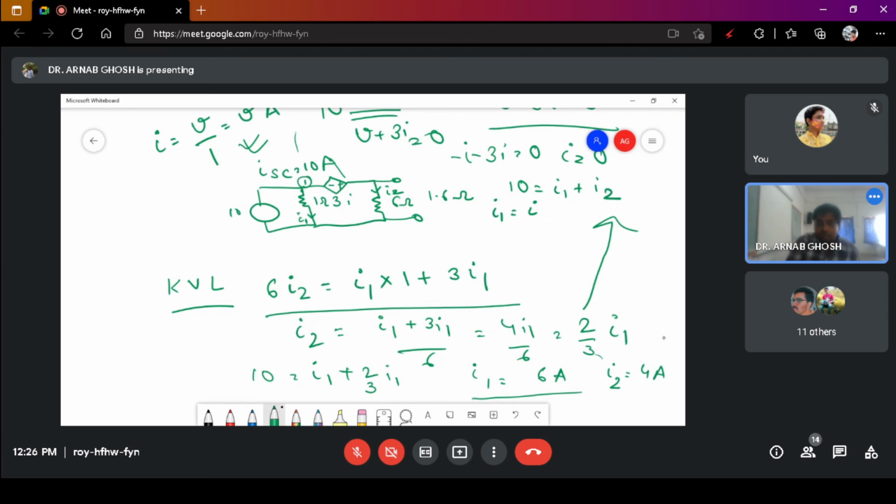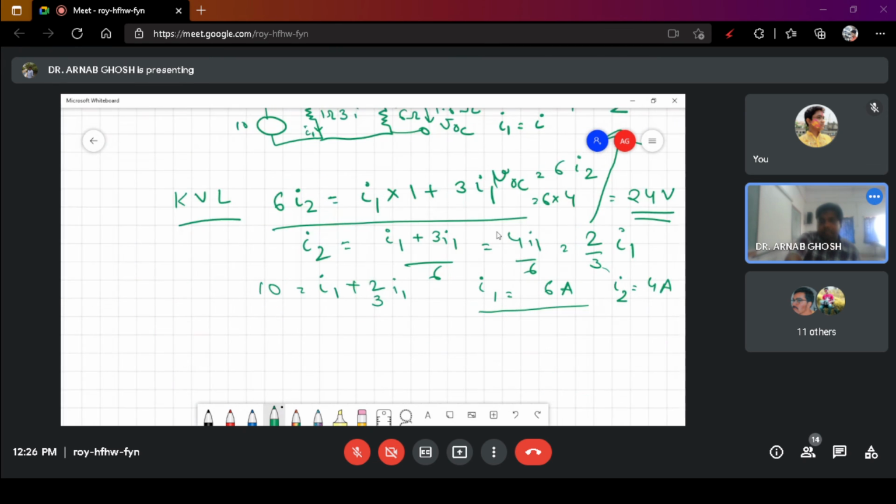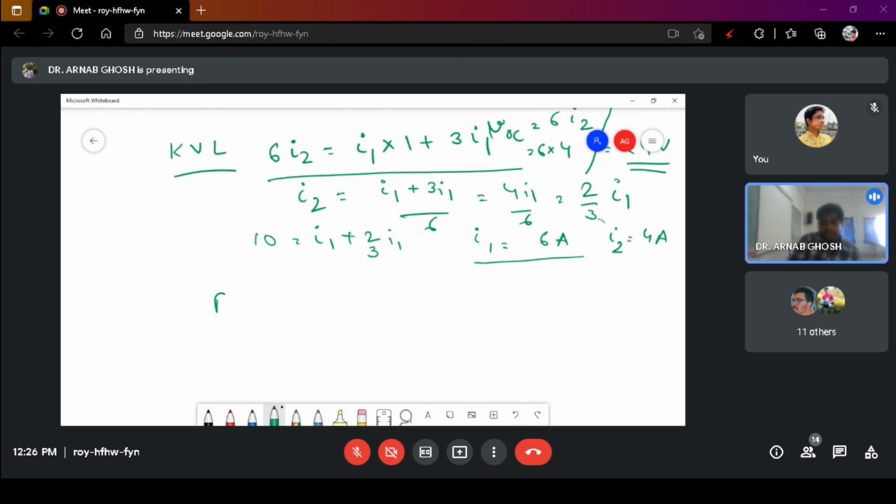Okay. Now if this is your VOC, VOC is actually 6 cross I2. So this is 6 into 4. You are getting this as 24 volts. Okay. So what will be your internal resistance? Your internal resistance R internal will be equal to VOC by ISC. That is 24 by 10 is equal to 2.4 ohms. This is your R internal, 2.4 ohms.